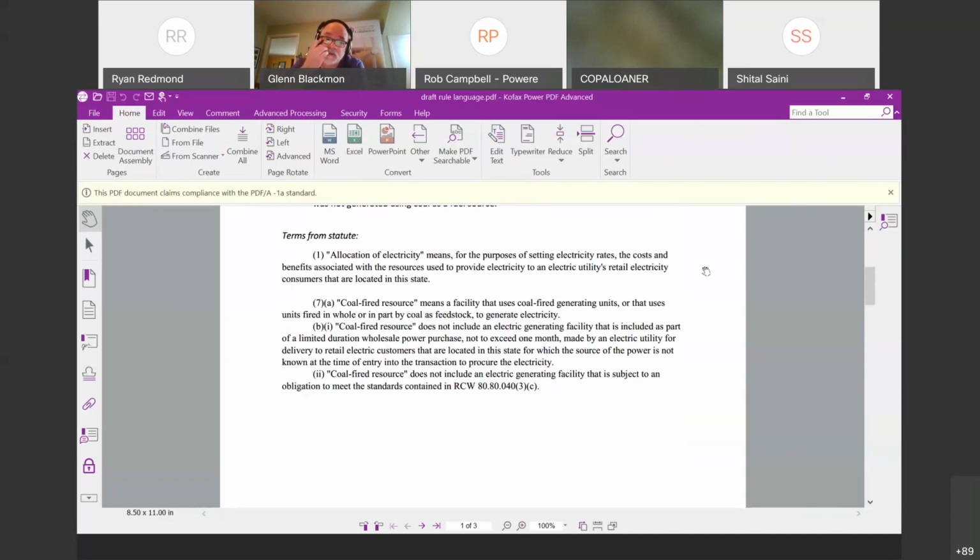And then there are a couple of exclusions from that. So, in the rule, when we're talking about what you have to do with respect to coal-fired resources, we're going to be attempting to follow this exclusion that's there in subsection B, subsection small Roman 1 or I, and that it does not include an electric generating facility that's part of a limited duration wholesale power purchase not to exceed 1 month made by an electric utility for delivery to retail electric customers in Washington, for which the source of the power is not known at the time of entry into the transaction to procure the electricity.